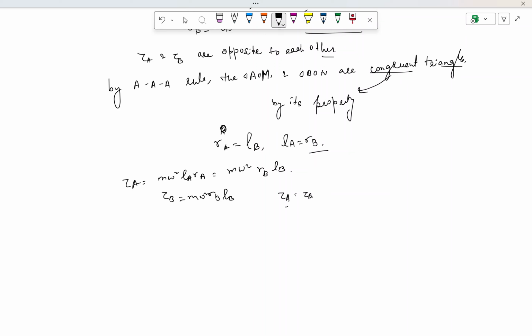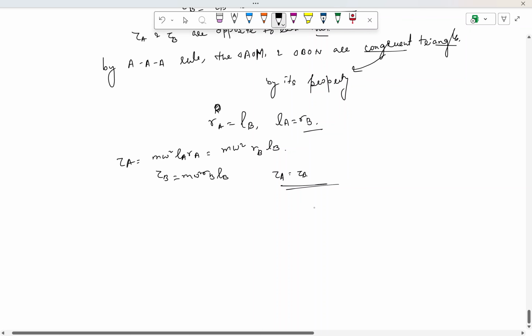Tau A equals tau B. And we already stated that tau A and tau B, their values are similar. Now we find out that the values are the same, but they are exactly opposite in direction to each other. That was known from before by looking at the configuration.